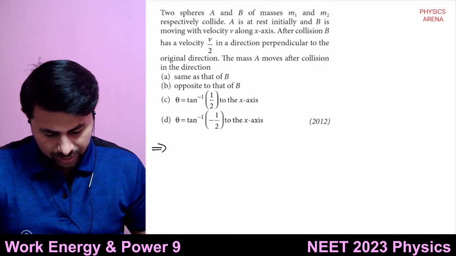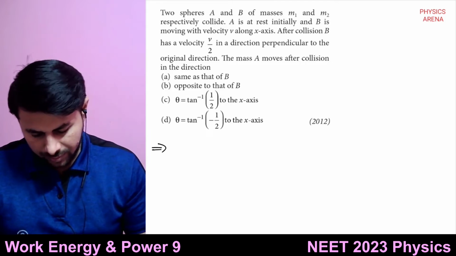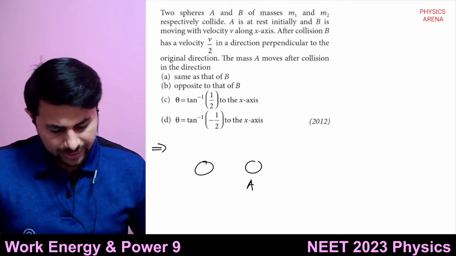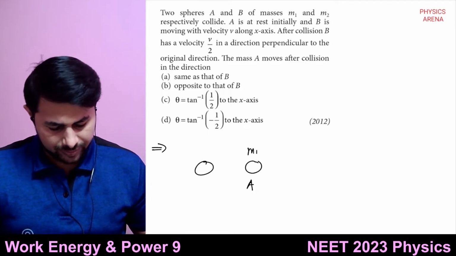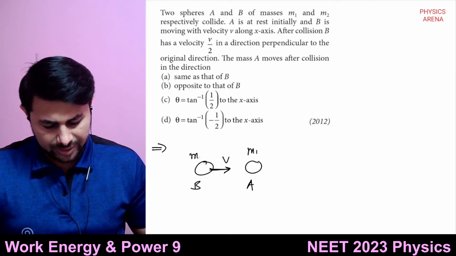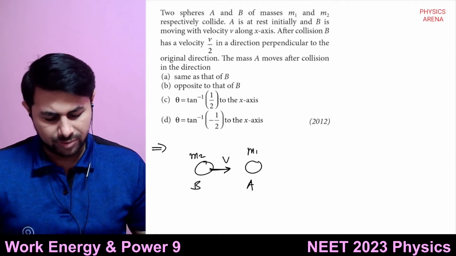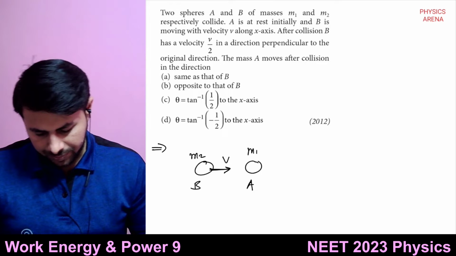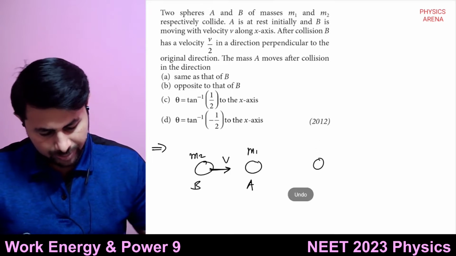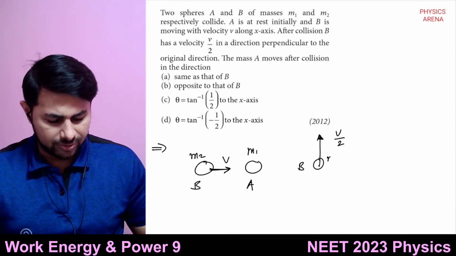Yes, there are two spheres, A and B. Their masses are m1 and m2. They collide. A is at rest. Which one is at rest? The one whose mass is m1. The second one is moving with velocity v initially along the x-axis. So this is B. Its mass is m2. And then after the collision, what happens? B has velocity in a direction perpendicular to the original direction. So B moves perpendicular to the original direction with velocity v by 2. So this is B. Its mass is m2.